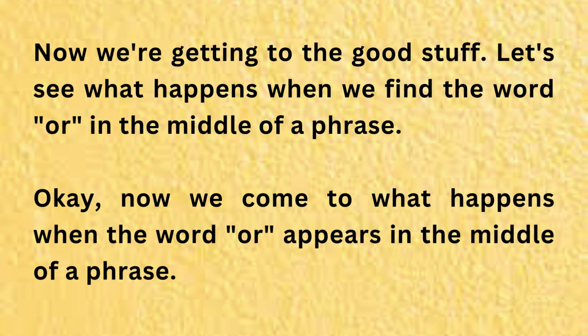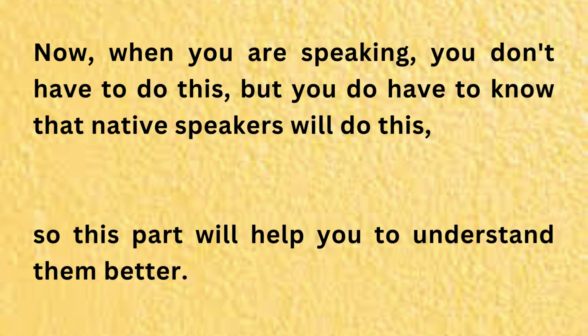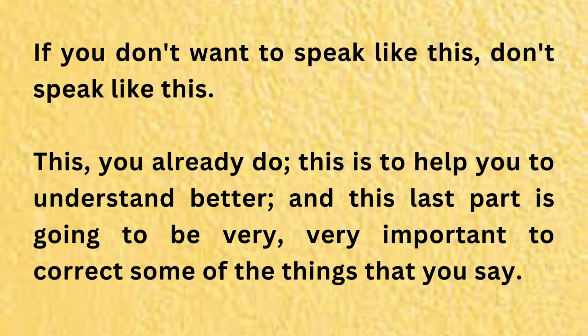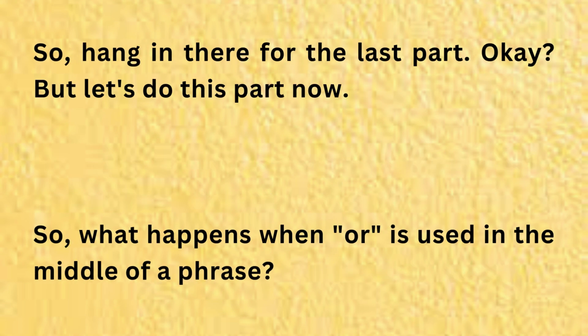Okay, now we come to what happens when the word "or" appears in the middle of a phrase. Now, when you are speaking, you don't have to do this, but you do have to know that native speakers will do this, so this part will help you to understand them better. If you don't want to speak like this, don't speak like this. This you already do. This is to help you to understand better. And this last part is going to be very, very important to correct some of the things that you say. So, hang in there for the last part. Okay? But let's do this part now.